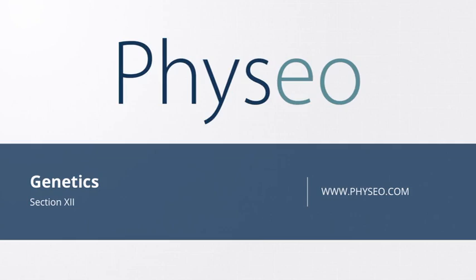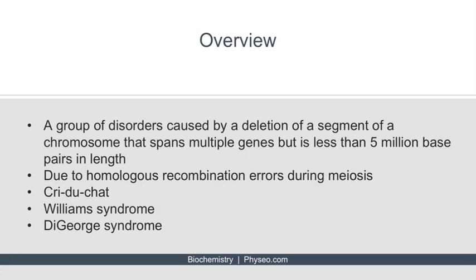Welcome to section 12 of genetics. In this section, we'll be discussing microdeletion syndromes. Let's get started. Microdeletion syndromes are a group of disorders caused by a deletion of a segment of a chromosome that spans multiple genes but is less than 5 million base pairs in length.